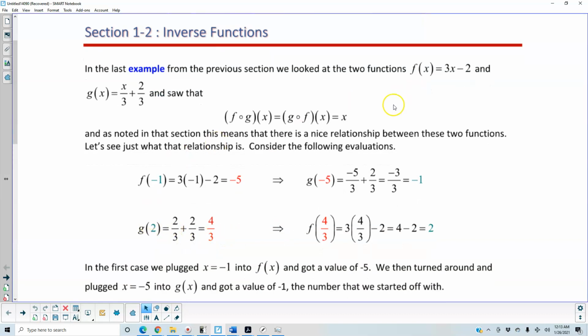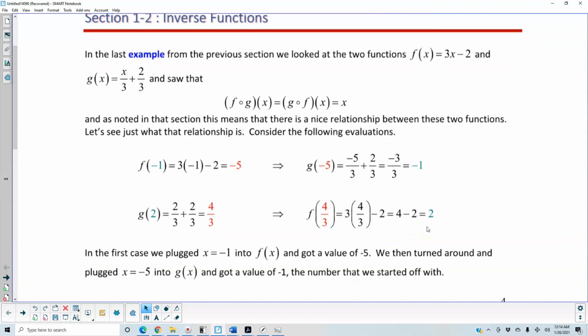Now, if we start with g and put 2 into the function, we have 2/3 plus 2/3, which is equal to 4/3. And now we're going to put 4/3 into the function f. So it's going to be 3 times 4/3 minus 2, which becomes 4 minus 2, which is 2. So what do you notice? When we plug in -1, we end up getting -1 out. We plug in 2, we get 2.